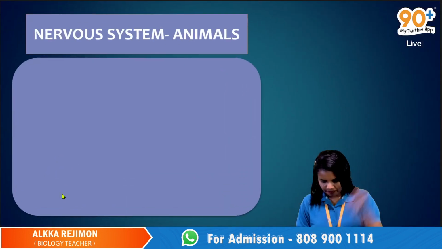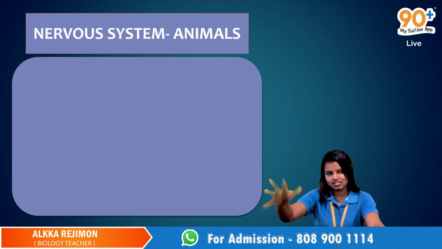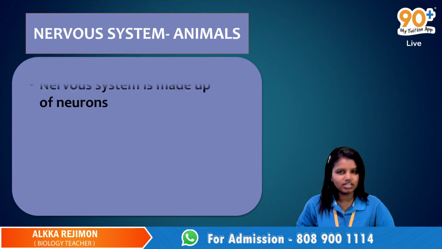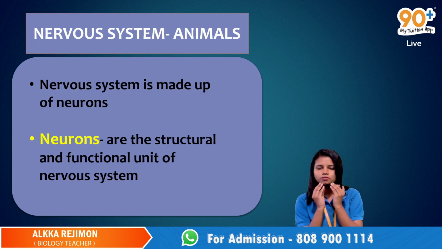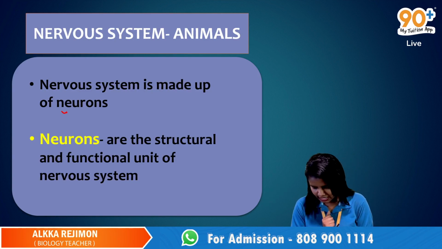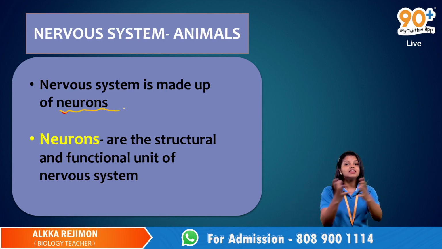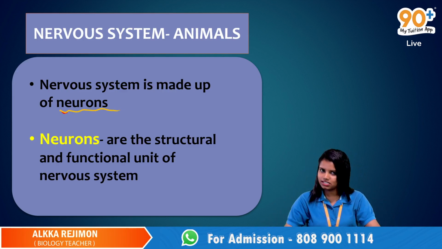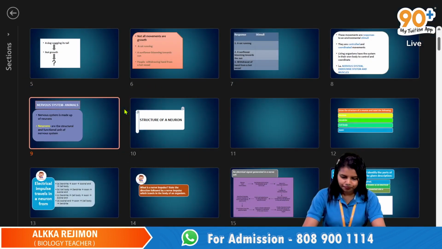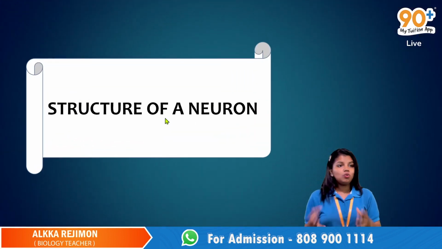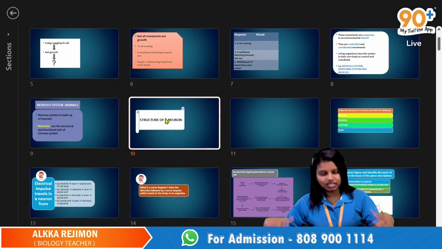So yes, nervous system in animals is the first and foremost topic that we need to discuss in this chapter, Control and Coordination. And as you all know, the nervous system in animals is basically made up of small cells called neurons. Neurons are the structural and functional unit of our nervous system, which is one of the most important systems inside a living organism. Then we need to know what the structure of a neuron is. So let's discuss the structure of a neuron with the help of an animation.